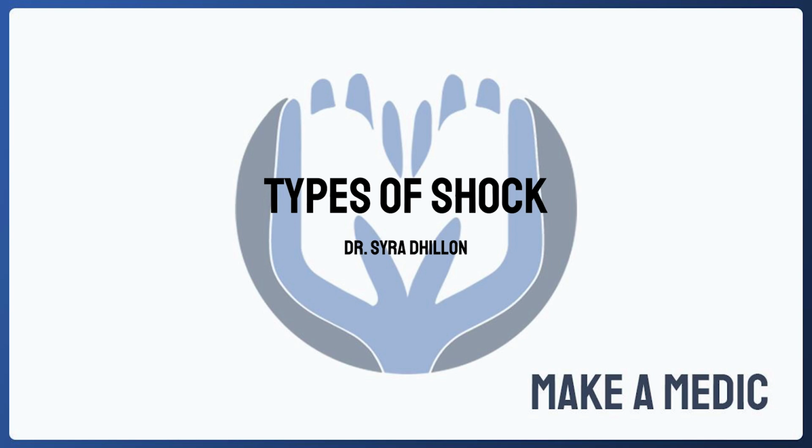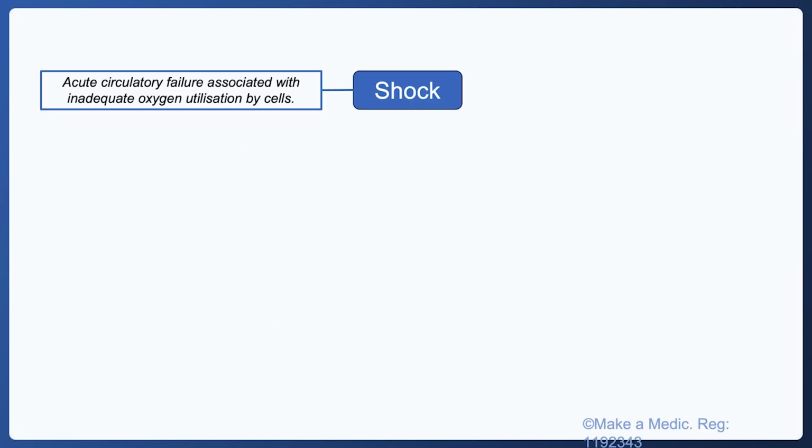Shock that is failing to respond to ward-based medical treatments is a common indication for admission to ITU. In this video, we will go through the different types of shock. Firstly, shock is defined as acute circulatory failure associated with inadequate oxygen utilization by cells. As such, treatment focuses on restoring this critical oxygen delivery.